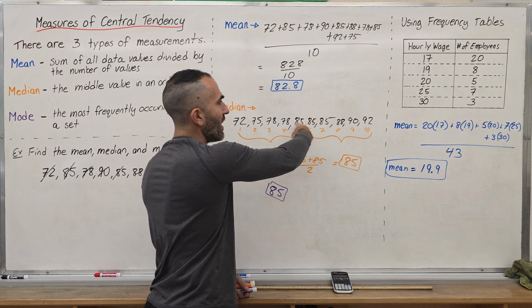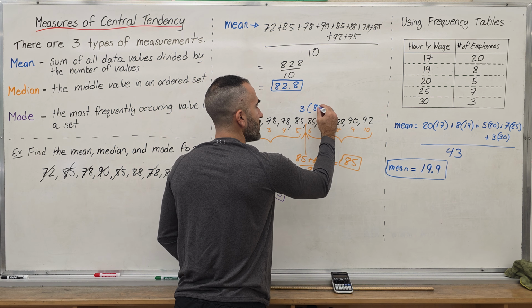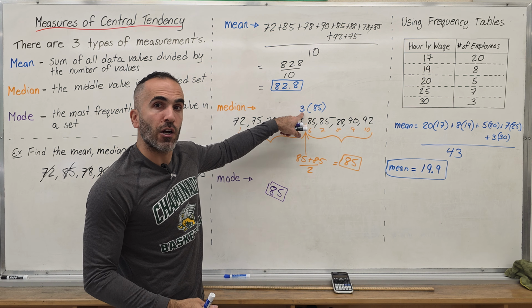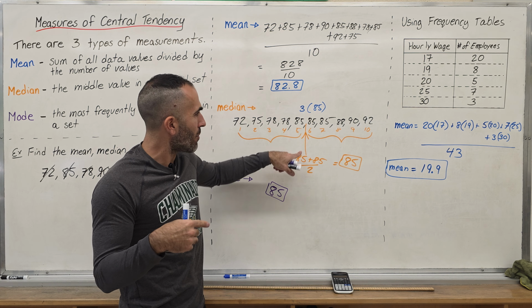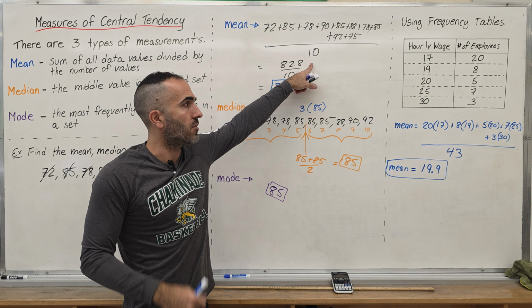I'd probably do that with the 85s too over here. Instead of saying 85, I would just say 3 times 85. It's less work. Okay, if I want to. I just have to make sure that I include all 3 of the 85s when I'm counting it for the denominator in my median, or else you're going to get 8 instead of 10. So be careful.